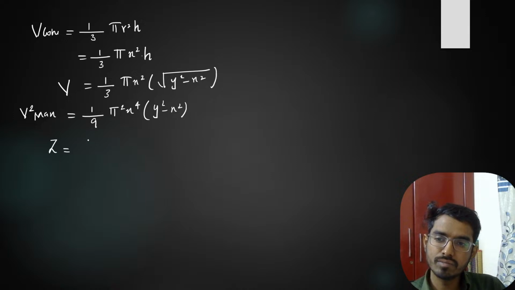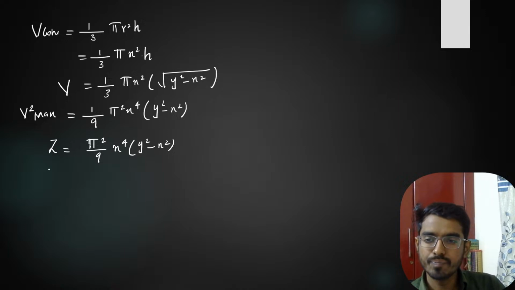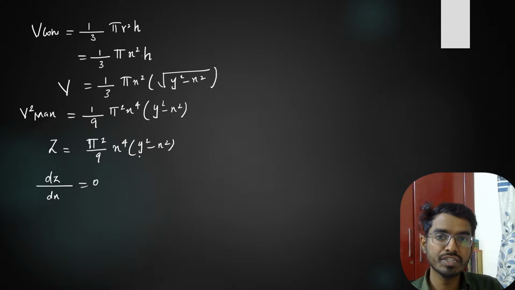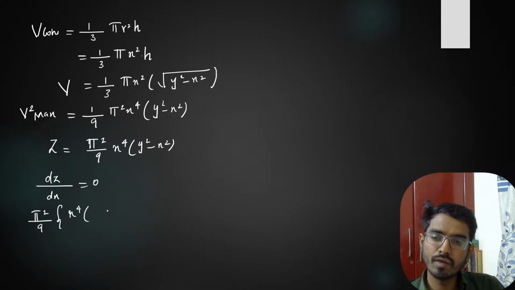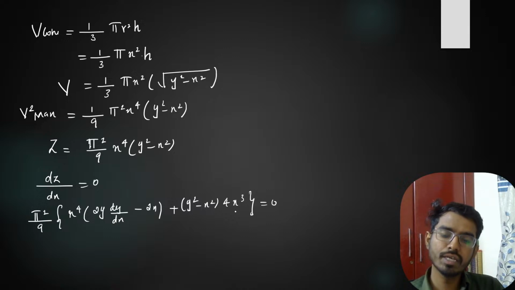All this has some z. So we'll maximize this z: pi square by 9 x power 4 (y square minus x square). We'll maximize this function, so we'll find the critical point. For the critical point, dz by dx is equal to 0. See, here we have two variables, right? x as well as y. So pi square by 9 is constant. Let us keep x power 4 as it is. Derivative of this is 2y dy by dx minus 2x. Now we'll keep y square minus x square. The derivative of x power 4 is 4x cube, equal to 0.